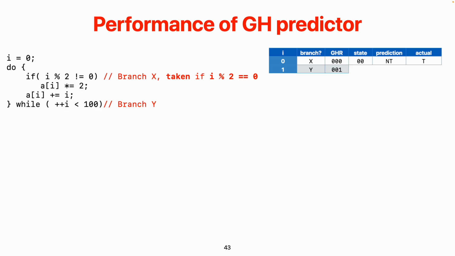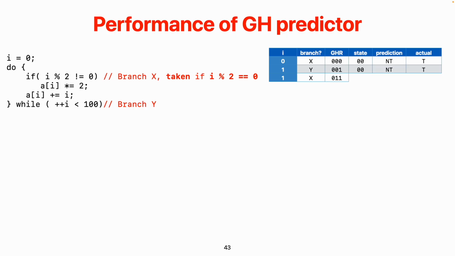Now, what's the state in 0, 0, 1? This is my first time seeing this, right? So what's the state of it? My first time seeing this. 0, 0, right? So are we going to be taken or not taken? Not taken. What's the actual outcome of branch Y? Taken. Okay. Now, when I meet X again, what's my current GHR?